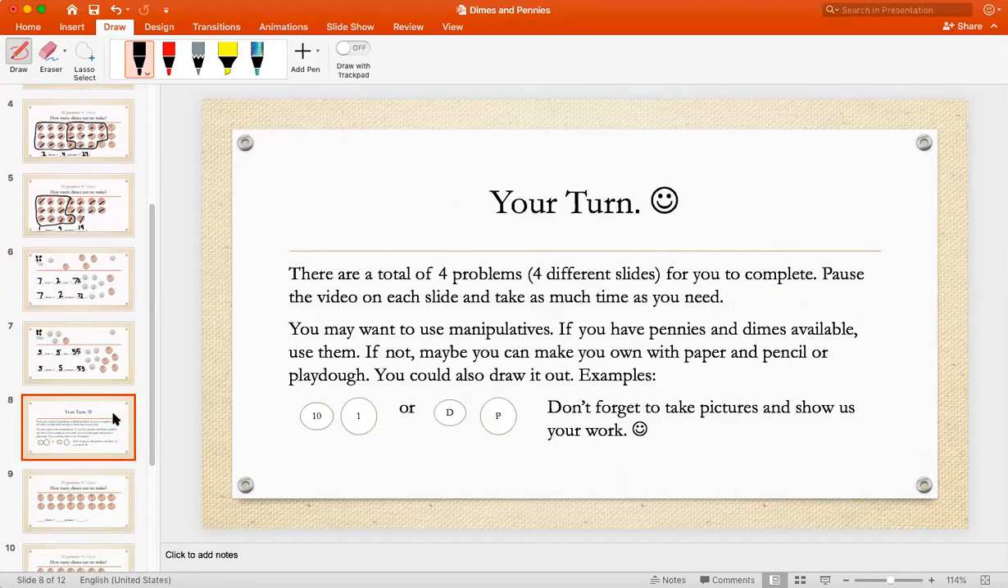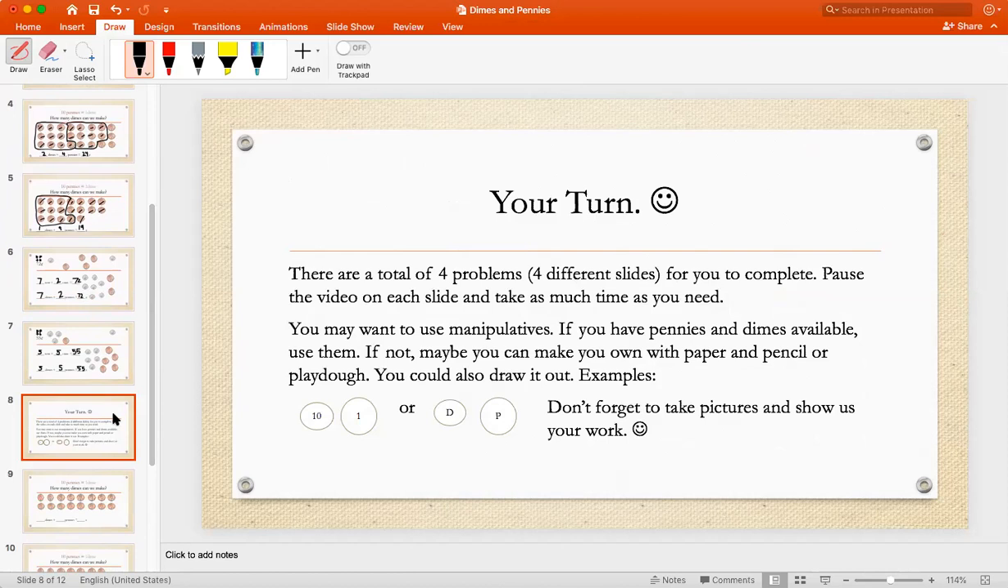All right, next slide, I'm going to read it to you. It says, your turn. There are a total of 4 problems, 4 different slides for you to complete. Pause the video on each slide and take as much time as you need. You may want to use manipulatives. If you have pennies and dimes available, use them. If not, maybe you can make your own from paper or pencil or Play-Doh.